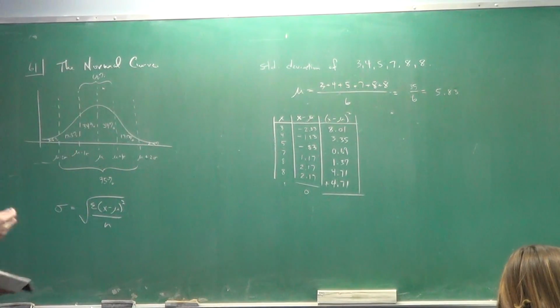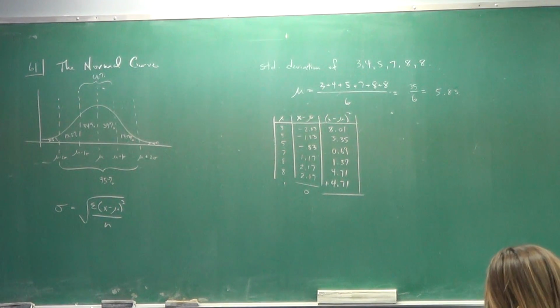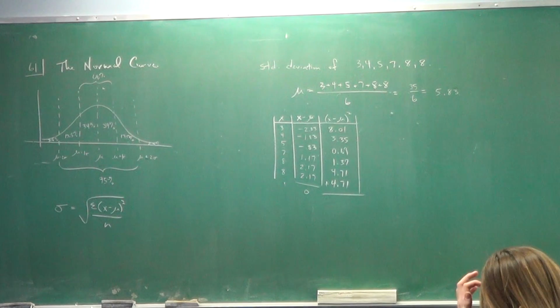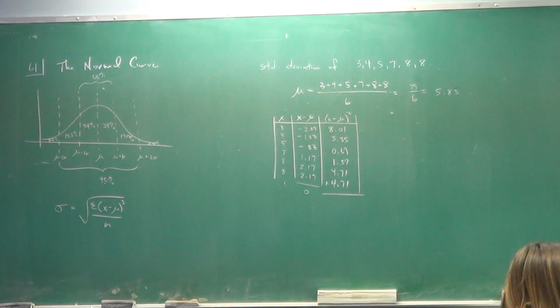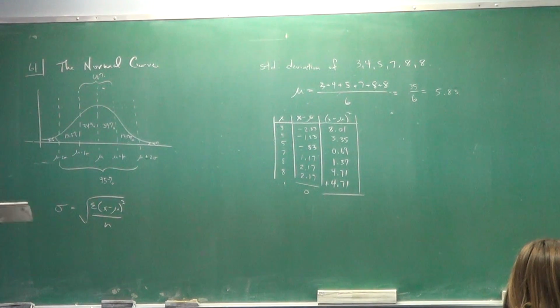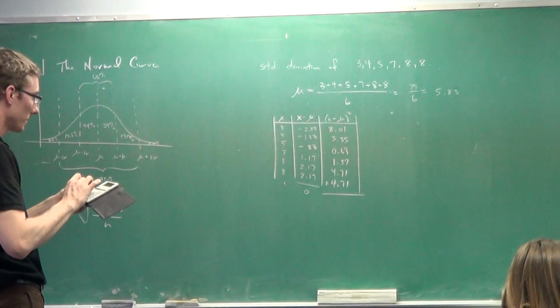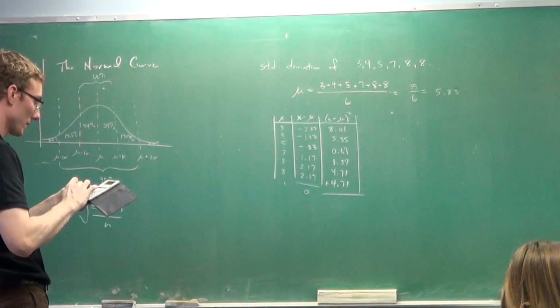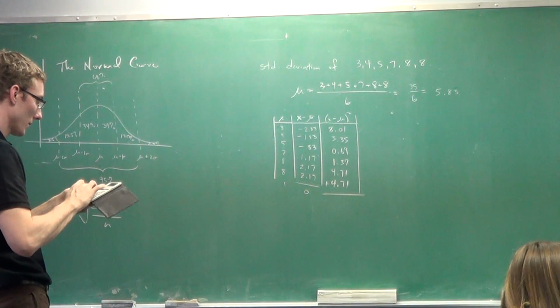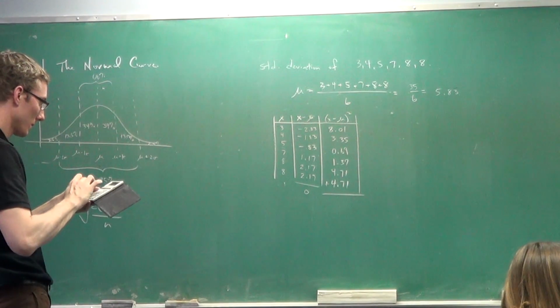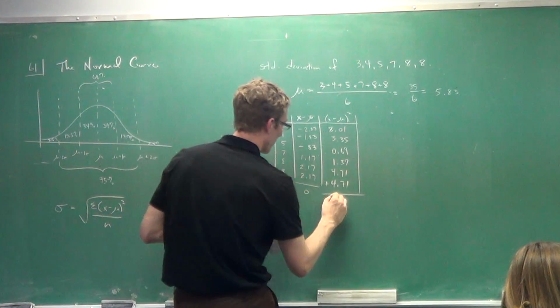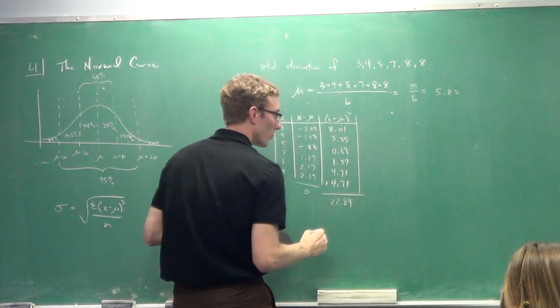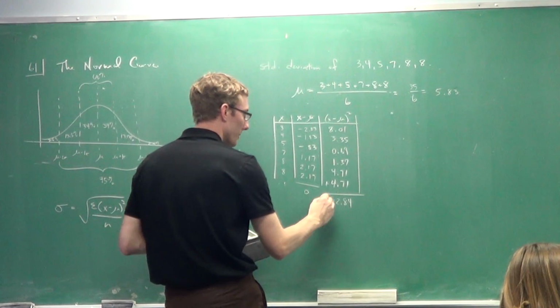Now this is the column we care about, the sum of the squares. 8.01 plus 3.35 plus 0.69 plus 1.37 plus 4.71 plus 4.71. Isn't that fun when you make a mistake? I won't count it. Plus 22.84. What is this number? This number is the sum of all the squares.